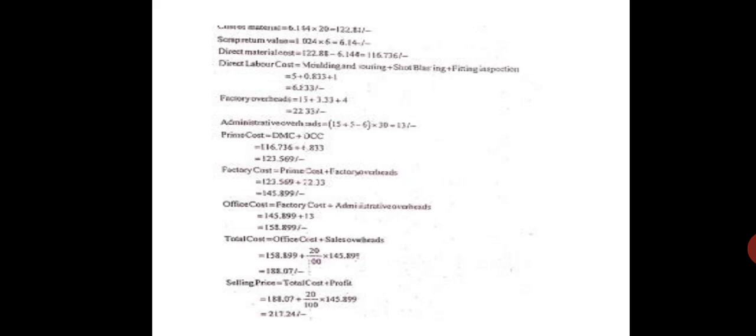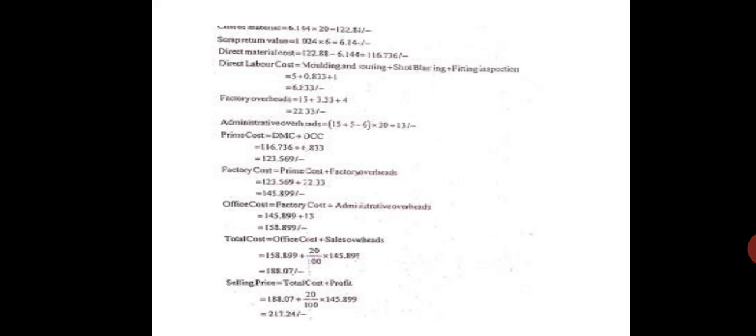Shot blasting is 5 minutes, so 5 minutes divided by 60 you will get in hours, into rupees 40 per hour, that you get as 3.33 per piece. And lastly, fettling and inspection, 6 minutes per piece, 6 divided by 60, that you get in hours, that is 0.1 into 40 rupees per hour, you get as 4 rupees per piece.